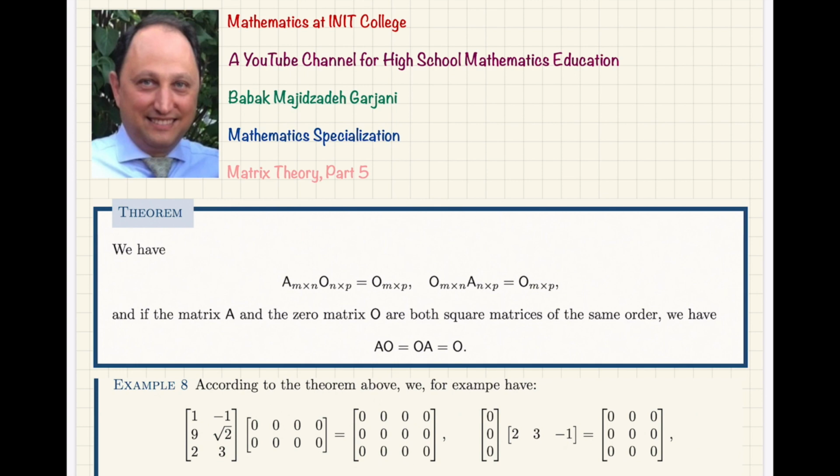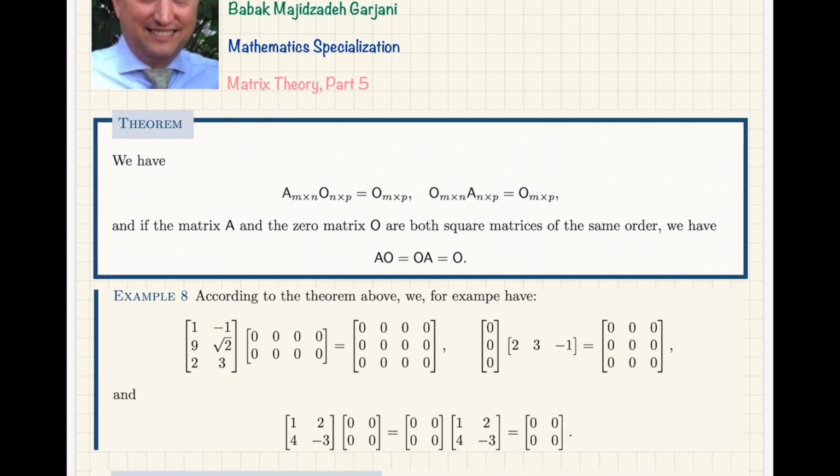But of course, in the case that your A is a square matrix, then it doesn't matter if you multiply A from the left by the zero matrix, or that zero matrix by A from the left, you get the answer equal to 0. So this is also another class of matrices that you need to remember. They commute. The square zero matrix commutes with every square matrix of the same order. And I have given you some examples.